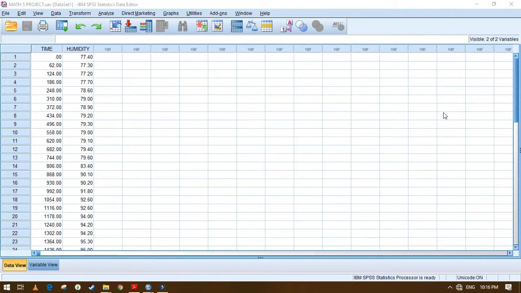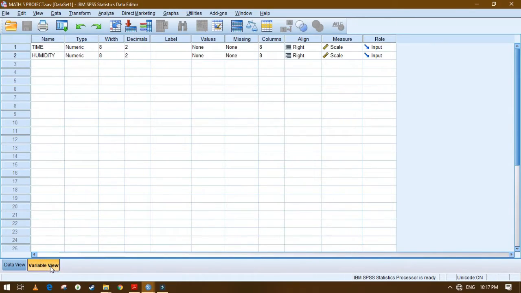Okay, now we will analyze the data by using the SPSS software. Firstly, we need to enter the independent and dependent data. For independent data, we set time as independent. For dependent, we set humidity as the data. After entering the data, you can change the variable to their names. Like for the independent, set time, and for the dependent, we set humidity.